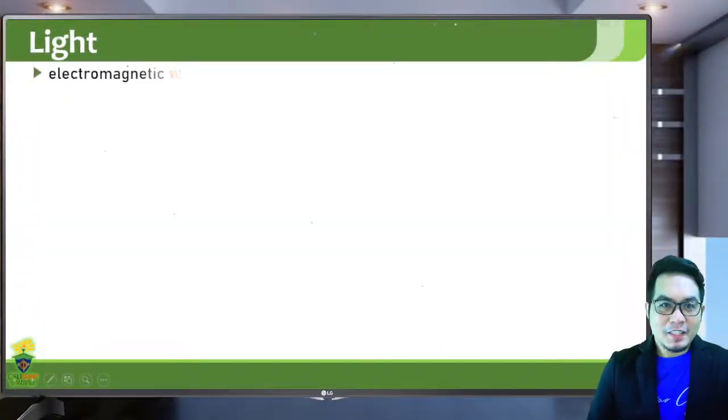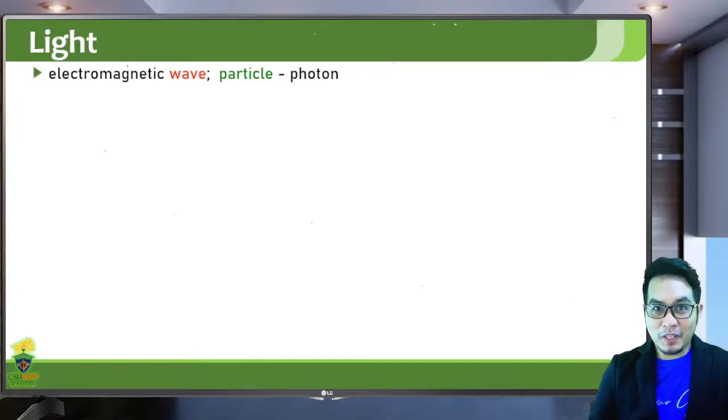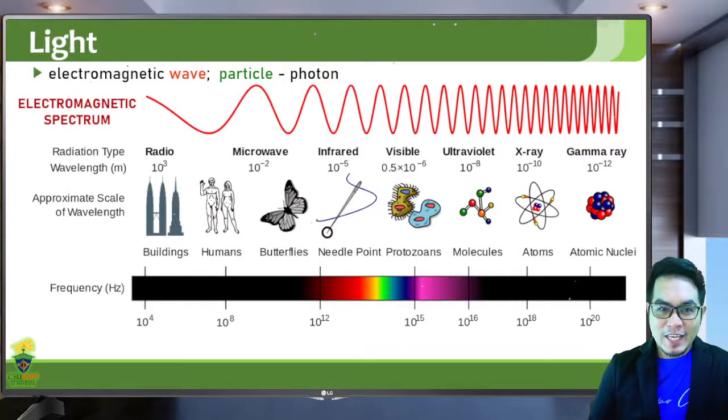Light is an electromagnetic wave, but it's also a particle called a photon. So light is actually both a wave and a particle. In fact, everything is both waves and particles. Even us, even though we are particles, we also have wave characteristics, but we will not focus on that today. So this is the electromagnetic spectrum.